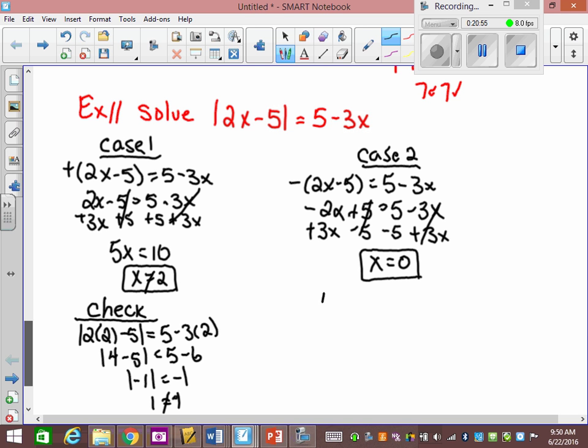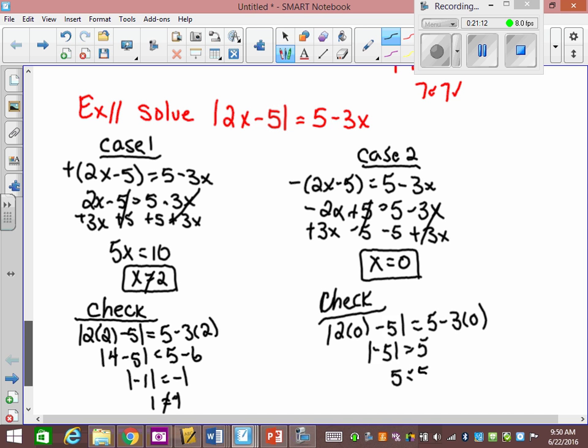Let me try 0. Check. Absolute value of 2 times 0 minus 5 equals 5 minus 3 times 0. Absolute value of -5 equals 5. 5 equals 5. So that's true.